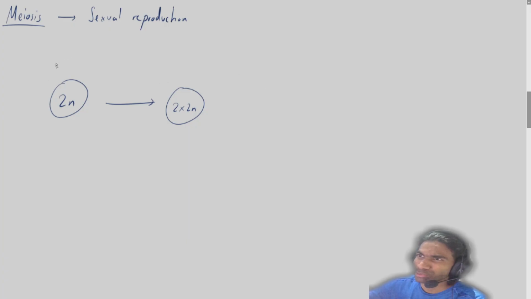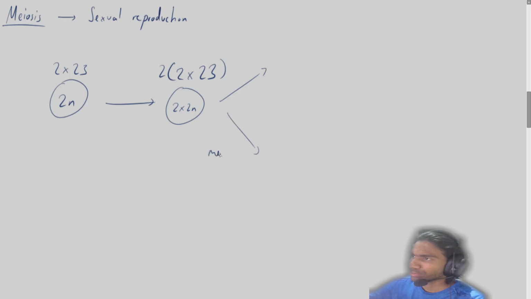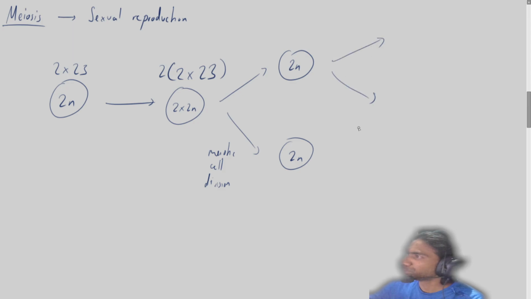And for humans, let's write it down. So right now we have 2 times 23 for humans, and then we have 2 lots, I guess, of the duplicated 2 pairs of 23. And what will then happen is we have the first meiotic cell division that occurs. So this is the first cell division, which will produce 2 lots of the cells here and here, okay? And then finally, in another division over here, it produces cells with half the amount of chromosomes.